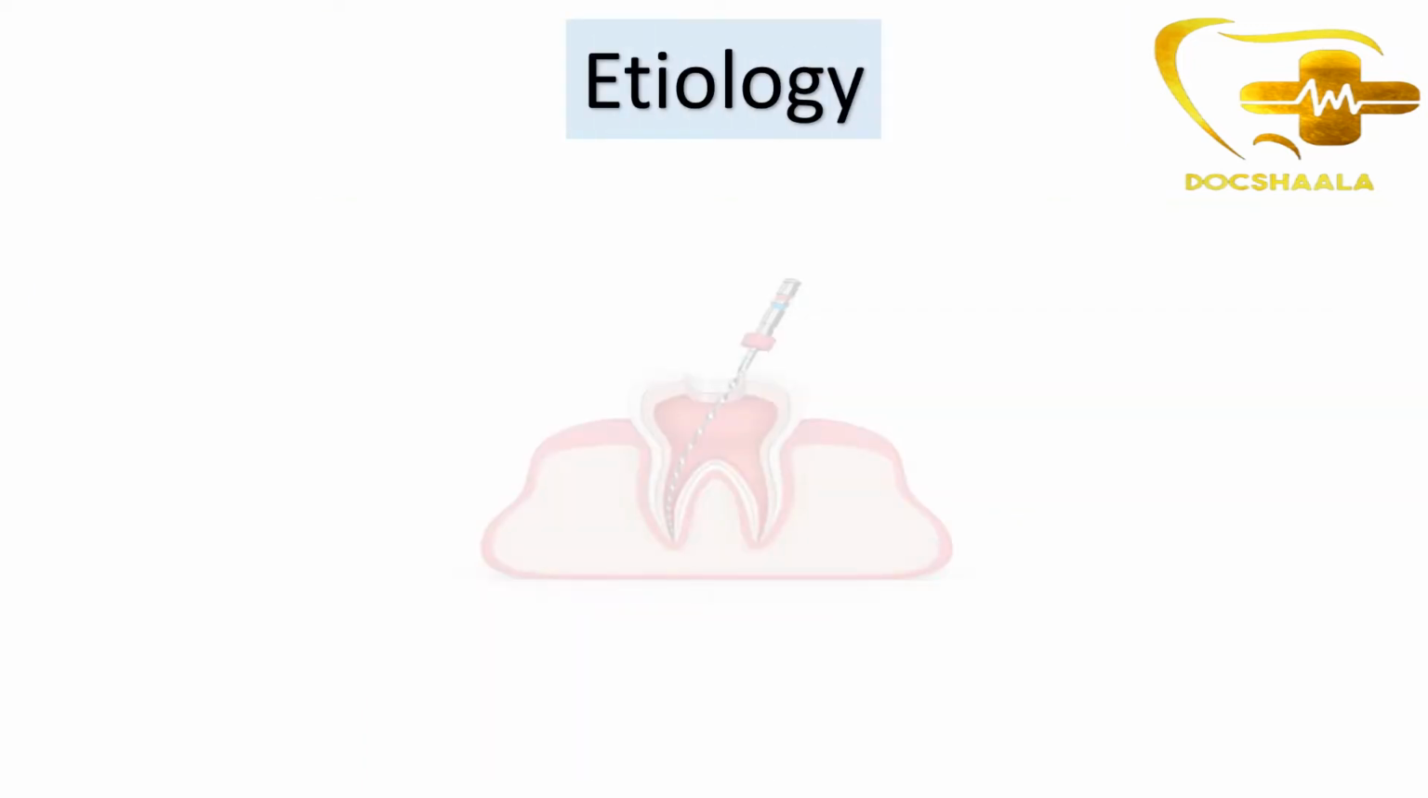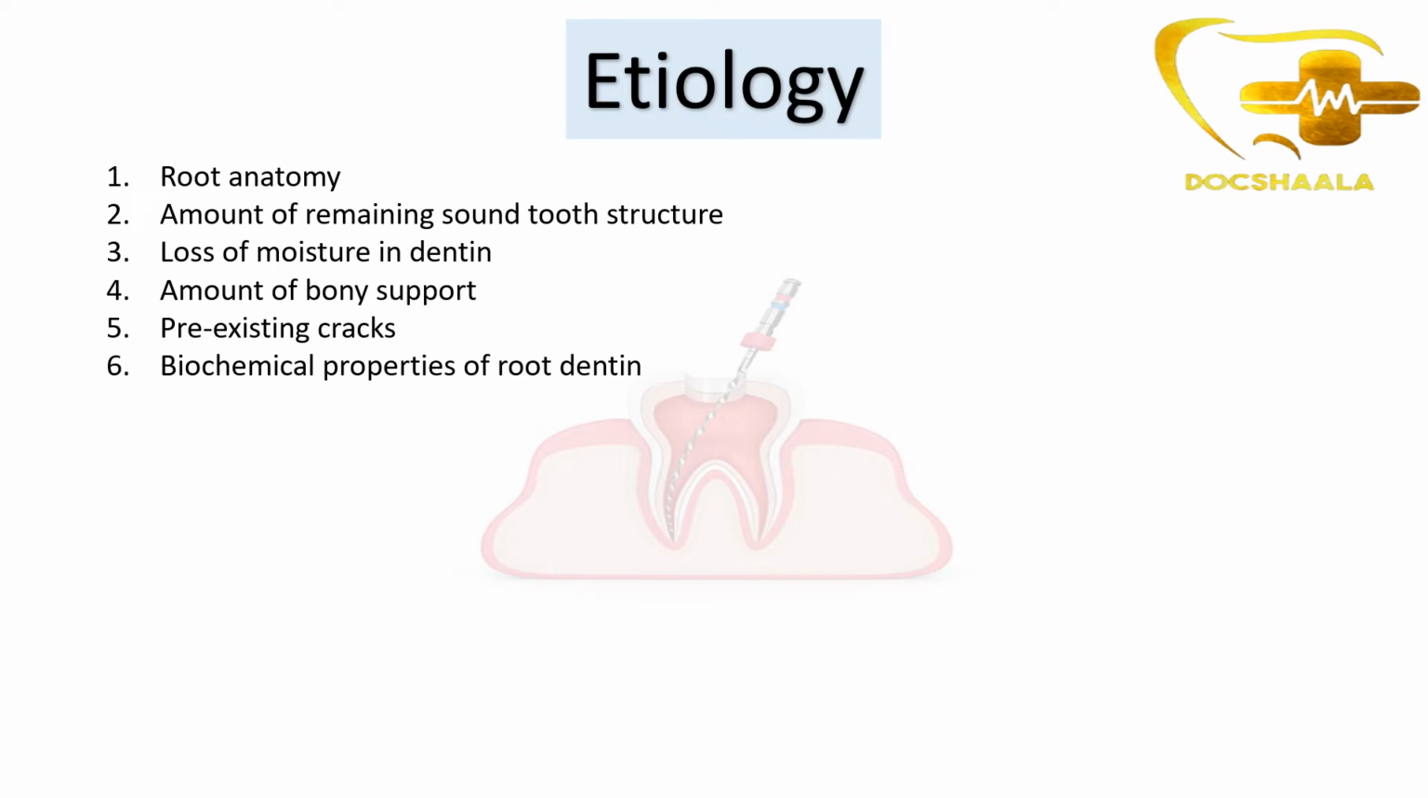Let us now see the etiology behind vertical root fracture. These are the predisposing factors: root anatomy, amount of remaining sound tooth structure, loss of moisture in dentin, amount of bony support, pre-existing cracks, and biochemical properties of root dentin. These are some of the predisposing factors which might cause vertical root fracture.